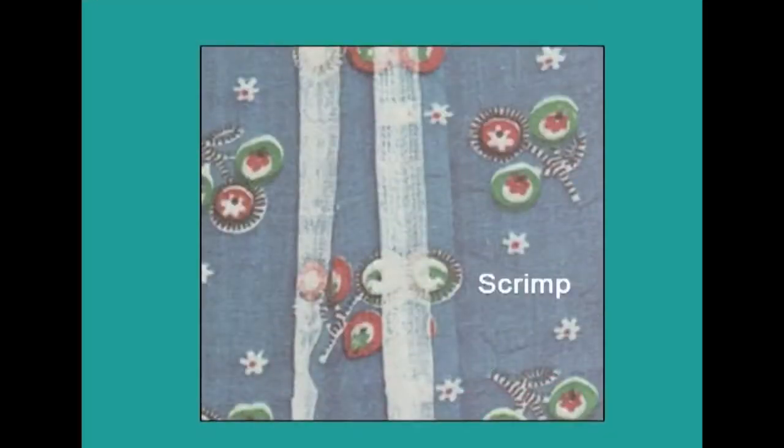Then coming to another defect called scrimp. Scrimp is the result of fabric being folded or creased when passing through tenter frames. This can also be considered a major defect.